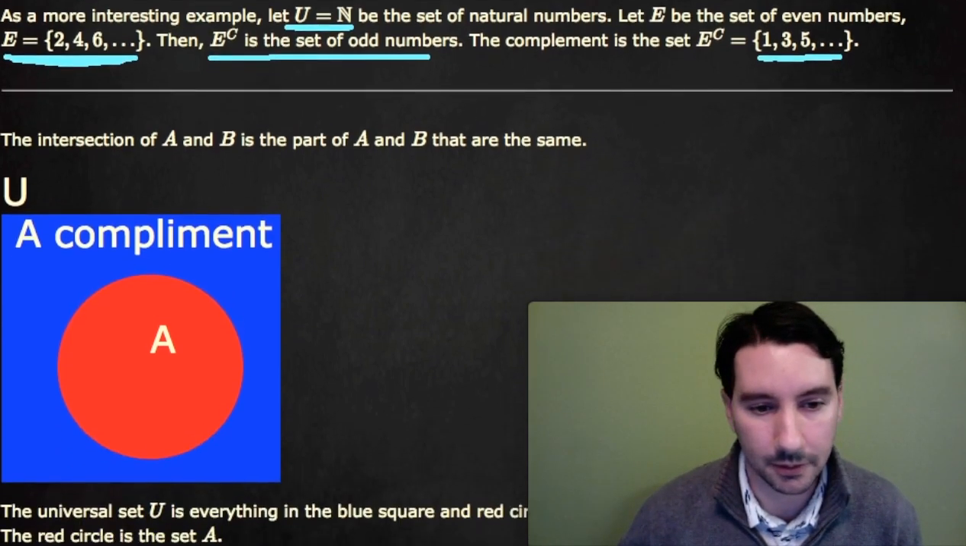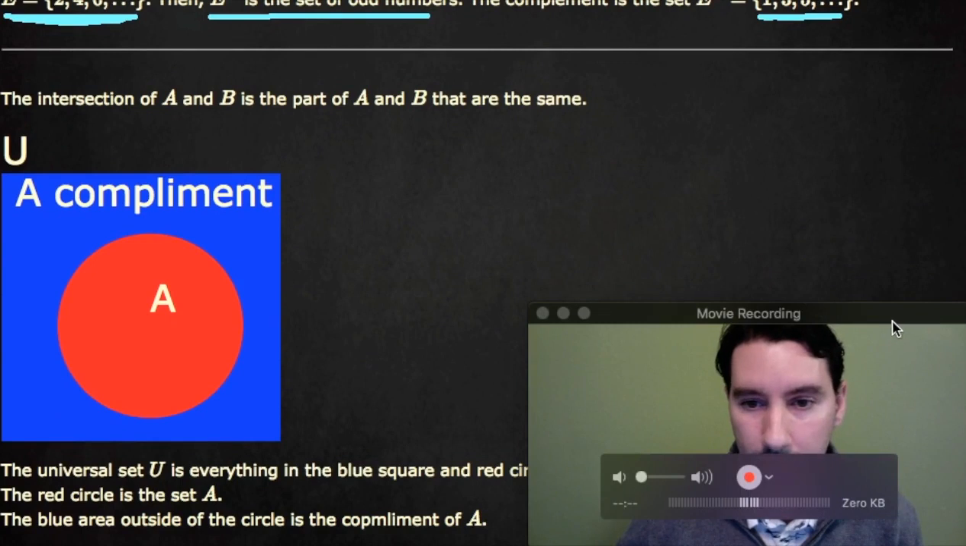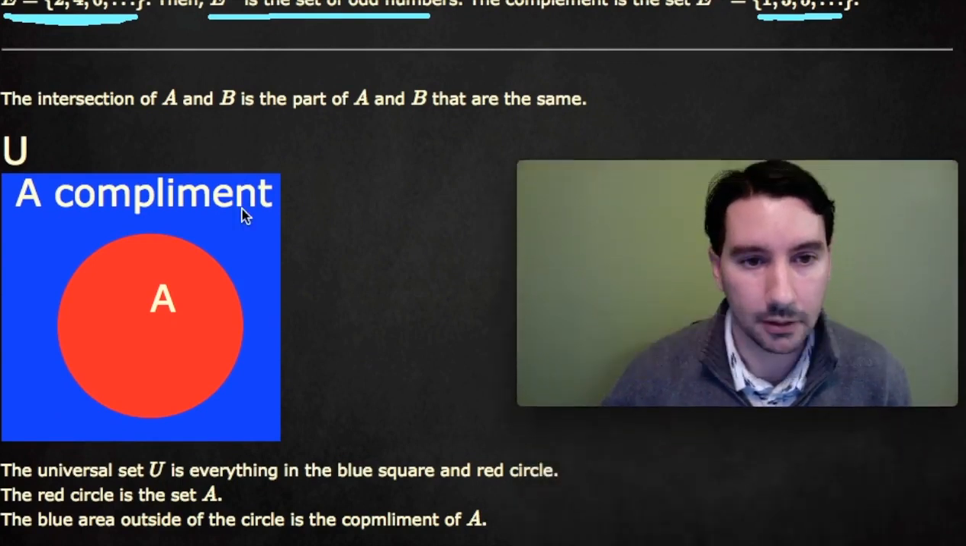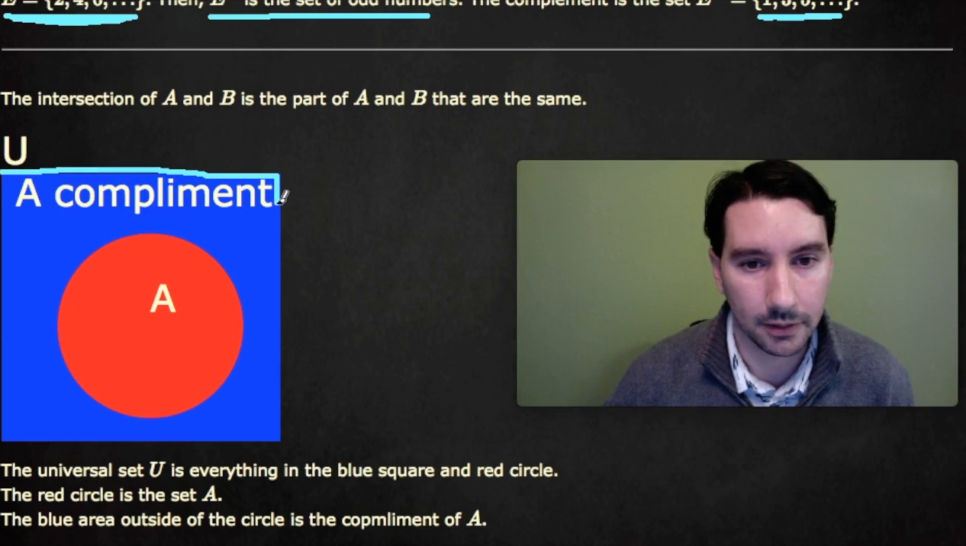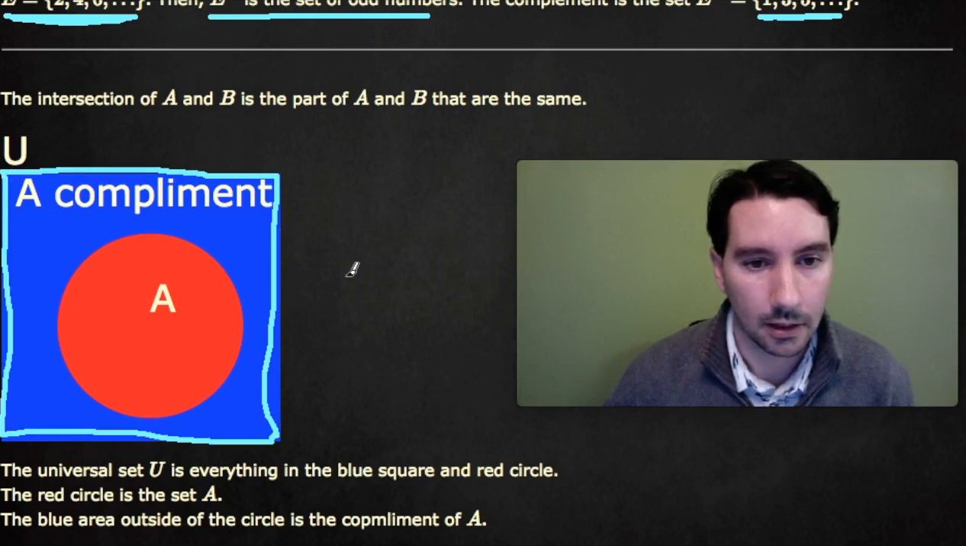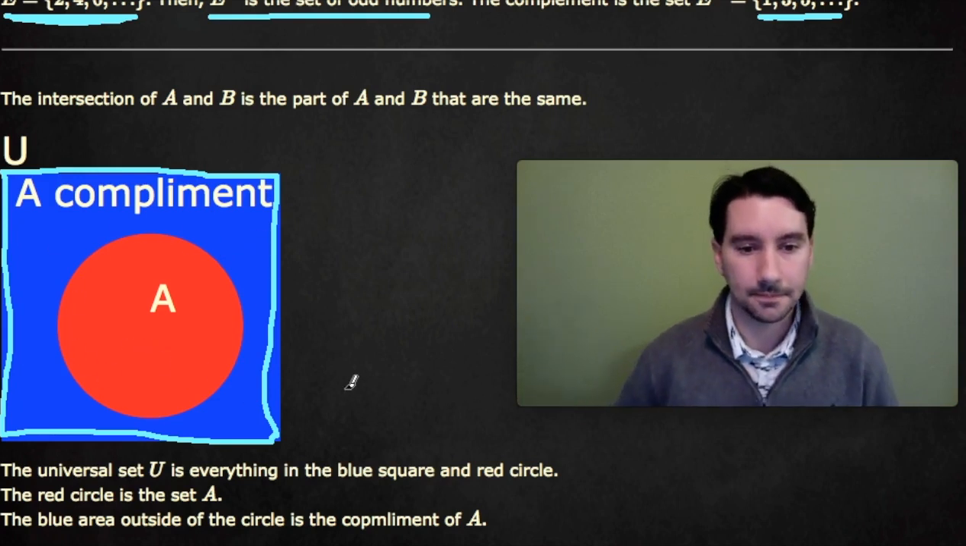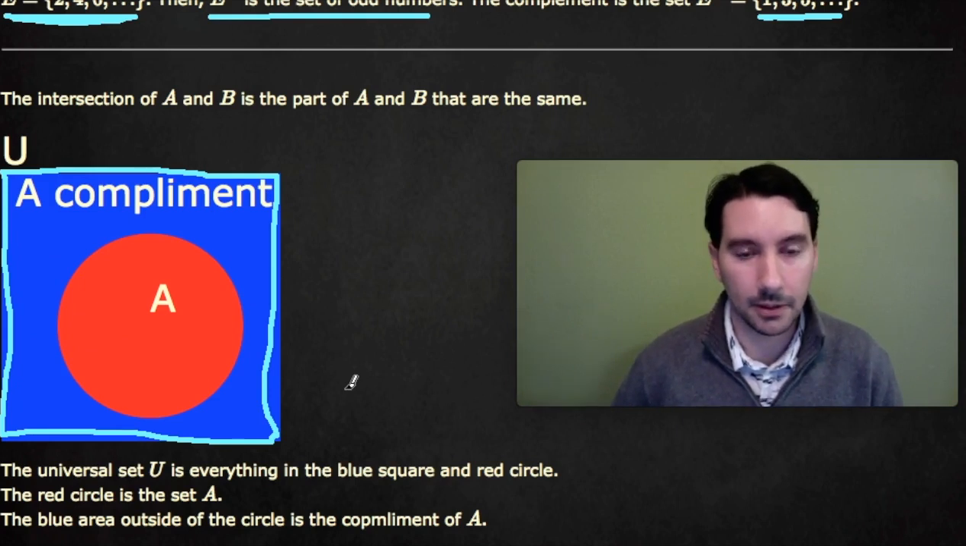We can also represent this with a picture, but we need to make sure there's some bounding box that represents the universe. So in this picture, U is the universe, and that is everything inside this box. And A is this red circle, so A complement is the blue part. It's everything outside of that circle. So those are the three fundamental operations on sets.